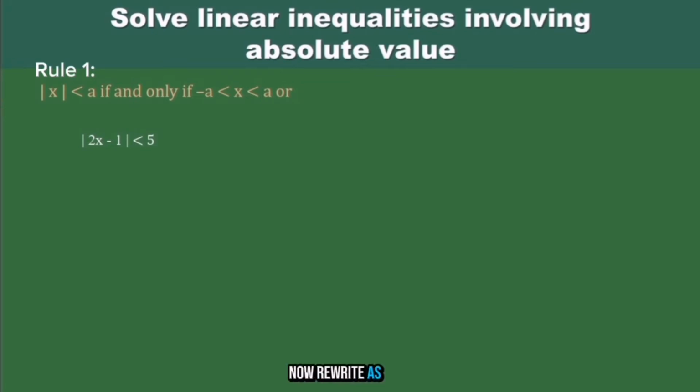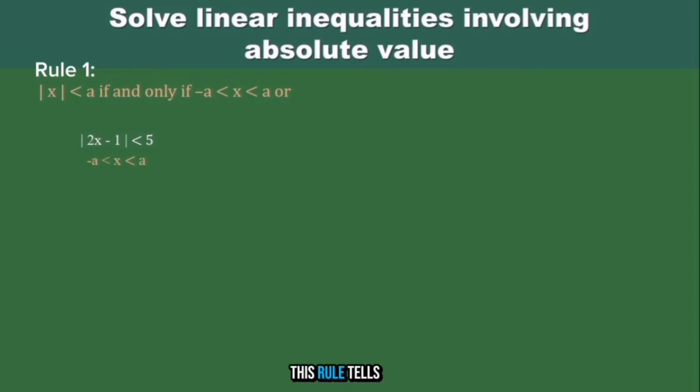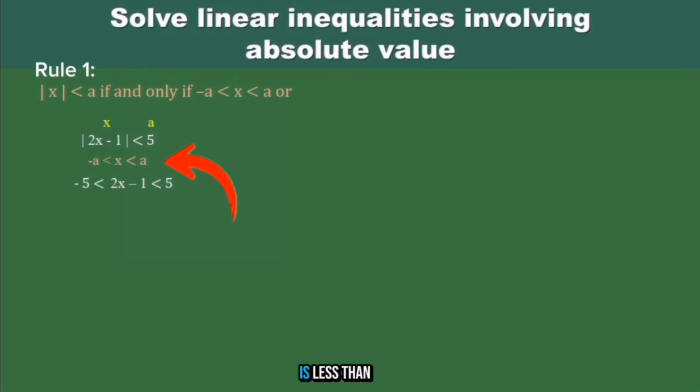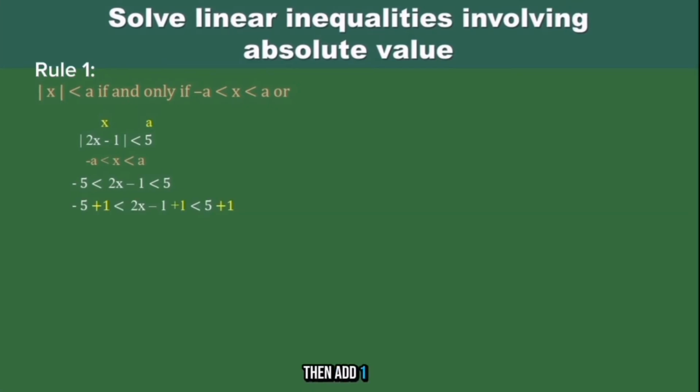Now, rewrite as a single inequality. This rule tells us to rewrite our problem as a single, three-part inequality. Negative 5 is less than 2x minus 1 is less than 5. Then solve. Our goal is to get x by itself in the middle. Then add 1 to all parts. Negative 5 plus 1 is less than 2x minus 1 plus 1 is less than 5 plus 1. Negative 4 is less than 2x is less than 6.